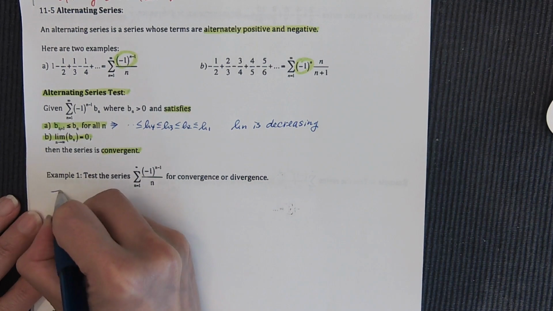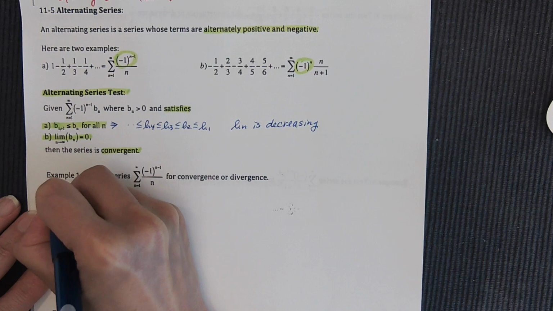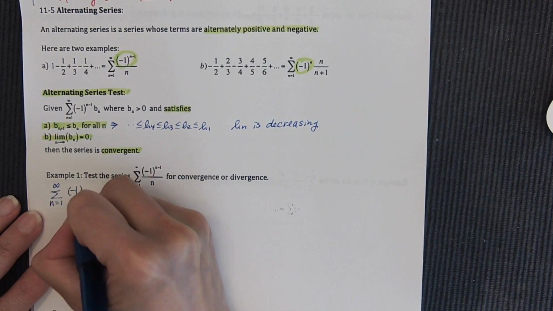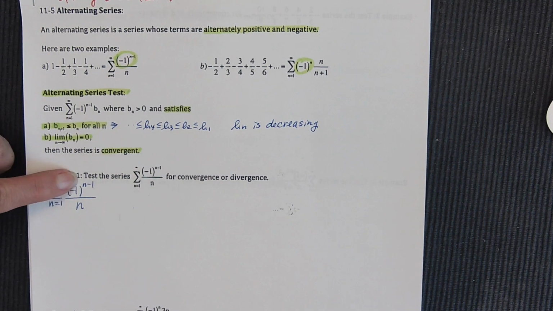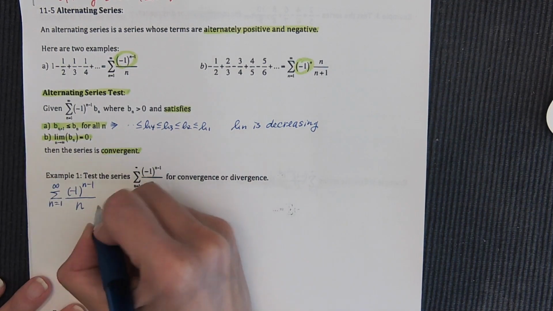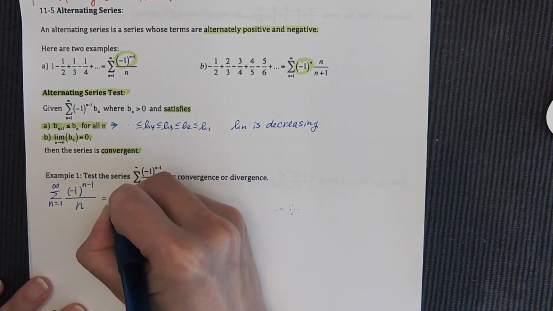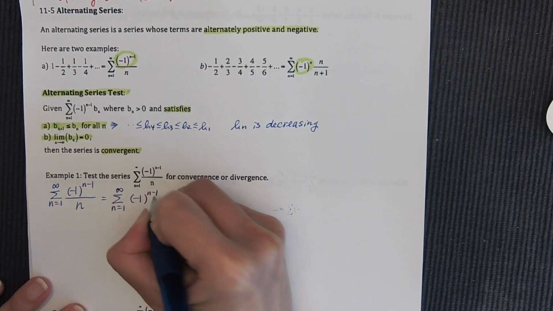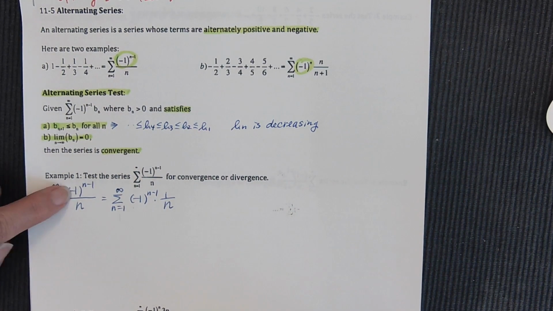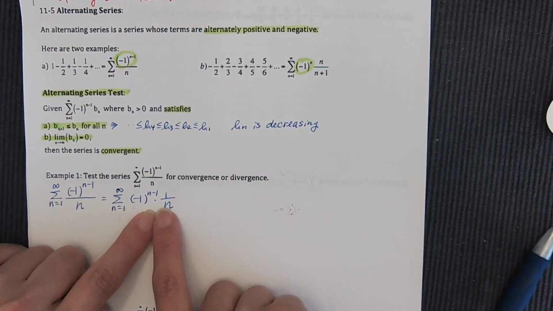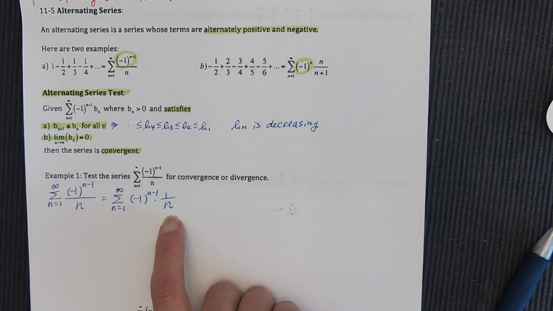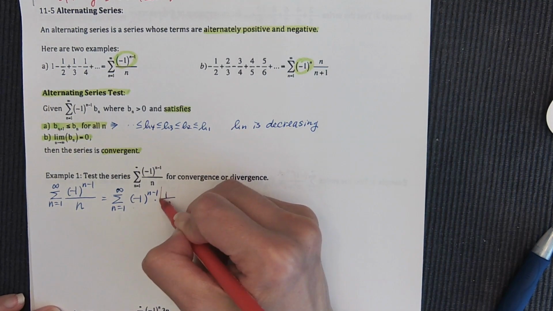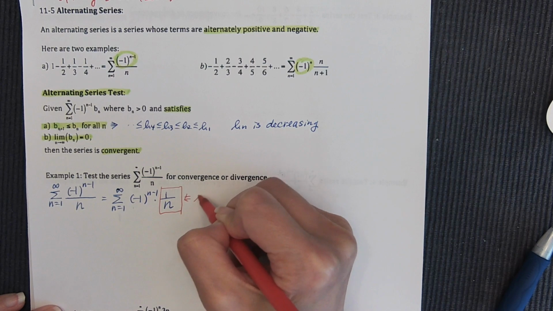Here is the summation from n equals 1 to infinity of negative 1 to the power n minus 1 over n. Did you see? It's negative 1 to the power n, which means it's alternating: negative, positive. So it is the sum from n equals 1 to infinity of negative 1 to the n minus 1 times 1 over n. I can write it that way. I want you to make sure this part right here is my b of n.